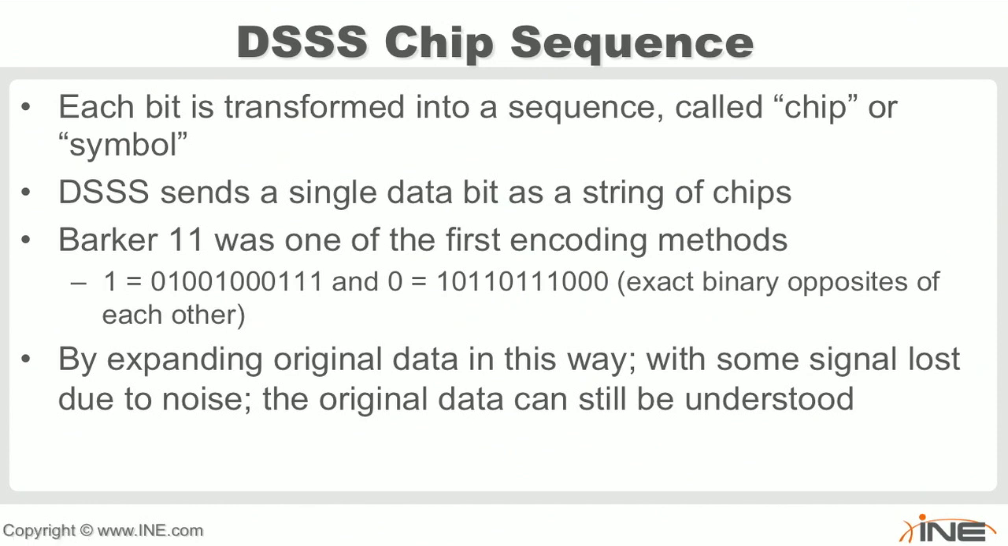A 1 is represented by 0100 1000111. A 0 is the exact binary opposite. Everywhere I had a 0, put a 1, and everywhere I had a 1, put a 0. So if this was 0100, this is 1011. And then I pick back up over here, 1000111, it's going to be 0111000. They're exact binary opposites of each other. These were the encoding methods.